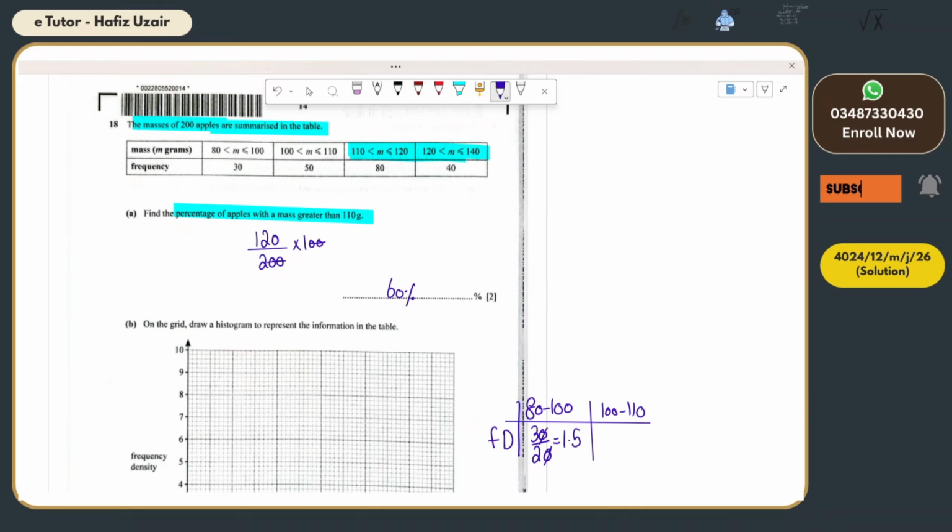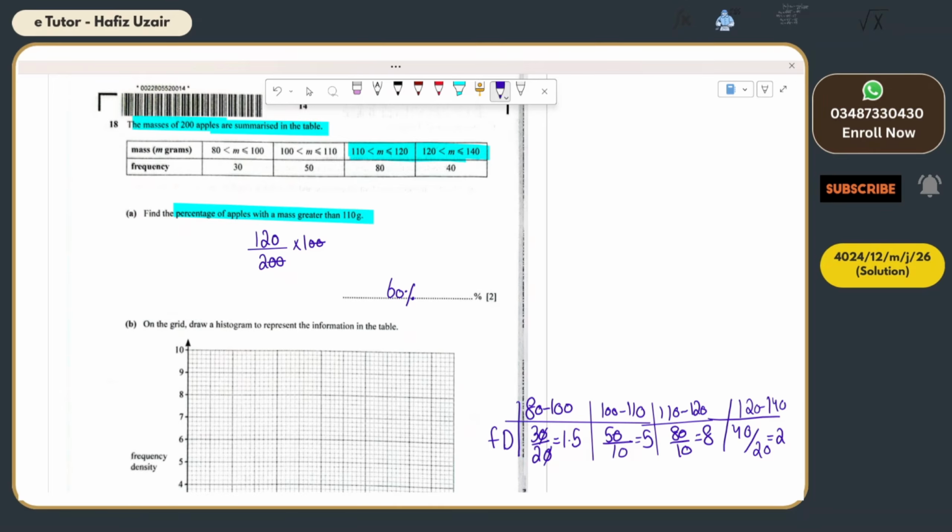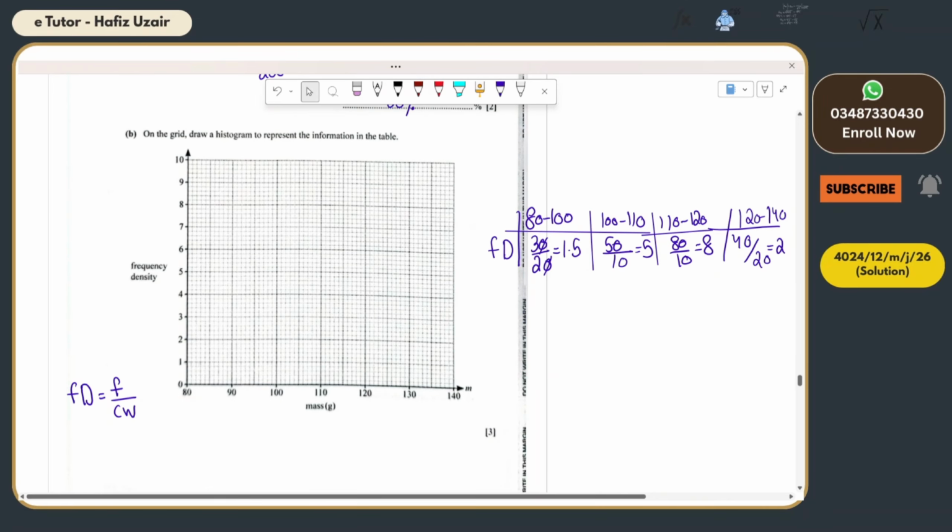So this will be 50 by 10, so that is 5. Let's do the next value. So that is 110 till 120, so the class width is 10. 80 by 10 will be 8. And then you have 120 to 140, and you have 40 by 20, and that will be equal to 2. And this is from 120 till 140. Let's draw the histogram now.